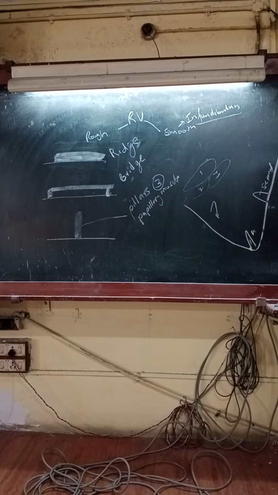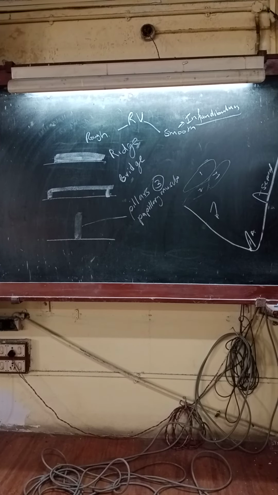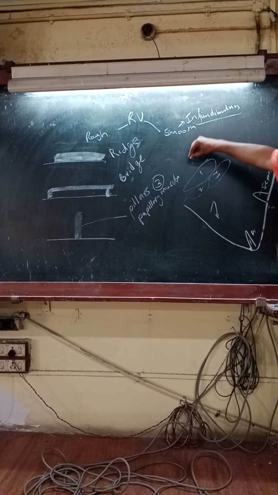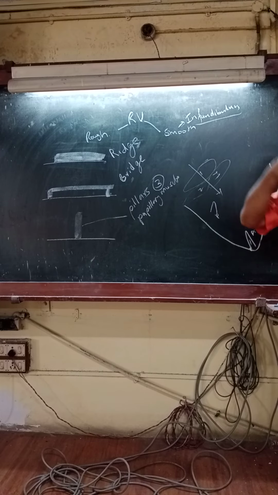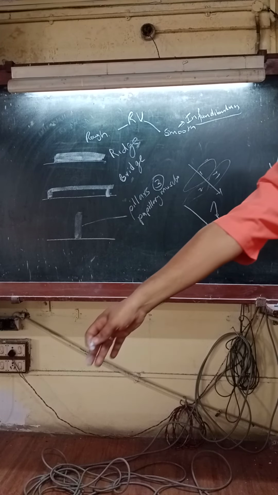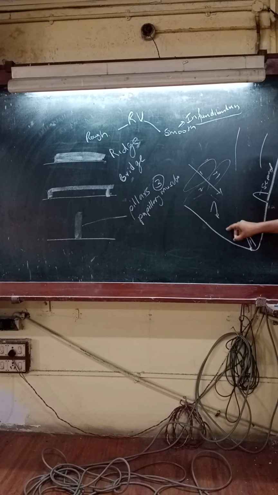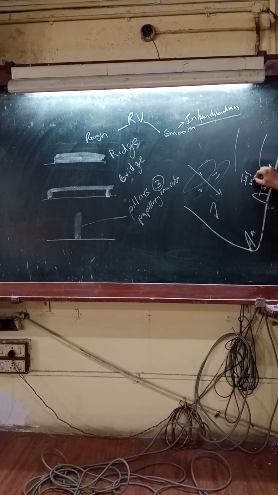Three papillary muscles. You have to check this in the 12th also. And now the blood flows like this when the tricuspid valve opens, and when the ventricle contracts the blood goes into the pulmonary trunk. So this is the smooth part, and the bridges will be here. This is the infundibulum, the smooth part.